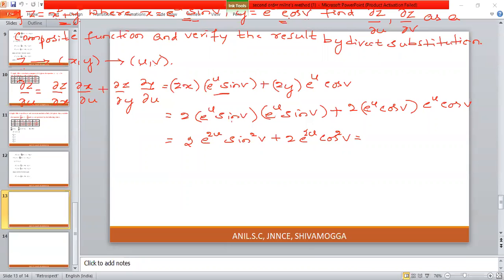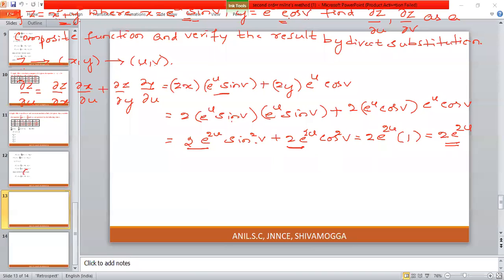Therefore, this is equal to, what is common factor here? 2 into e power 2u is common in both the terms. You keep it outside. 2 into e power 2u. Here also 2 into e power 2u. As 2 into e power 2u comes outside, what you get within the brackets is sin square v plus cos square v. That is equal to 1. Therefore, this is equal to 2 into e power 2u. This is one of the two required derivatives, del z by del u.